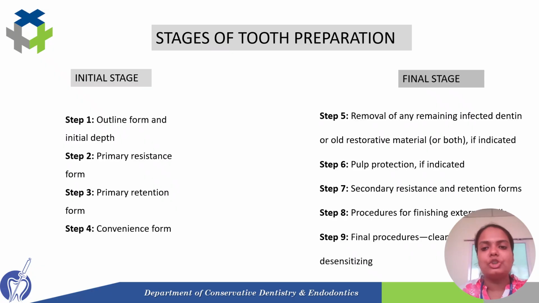Whereas in the final stage you have removal of any infected or affected dentin and old restorative materials, and the second involves providing pulp protection. The next procedure is to provide secondary resistance and retention forms, then procedures for finishing the external walls, and finally the procedures include cleaning, inspection and desensitization.